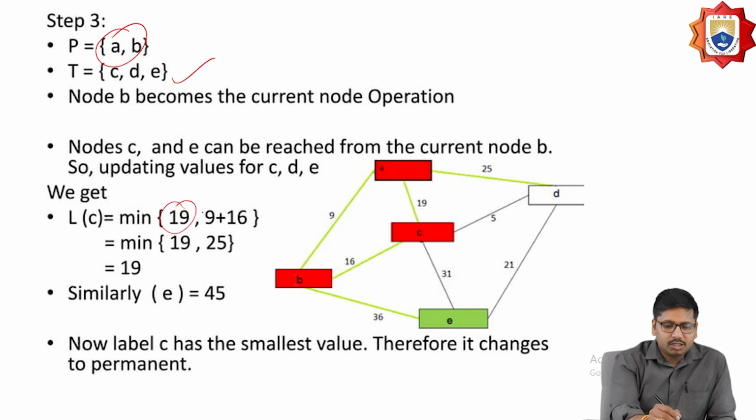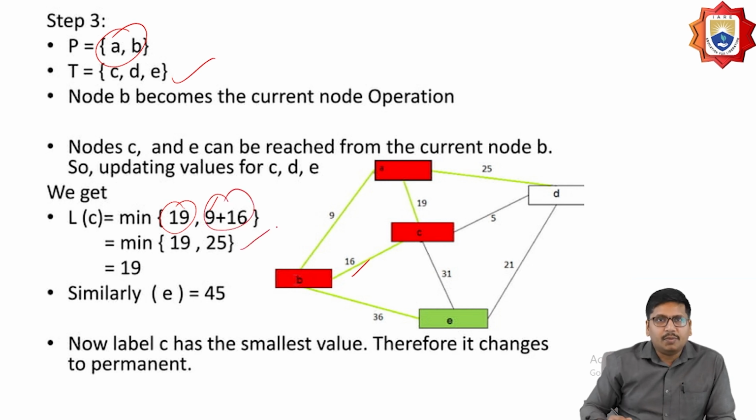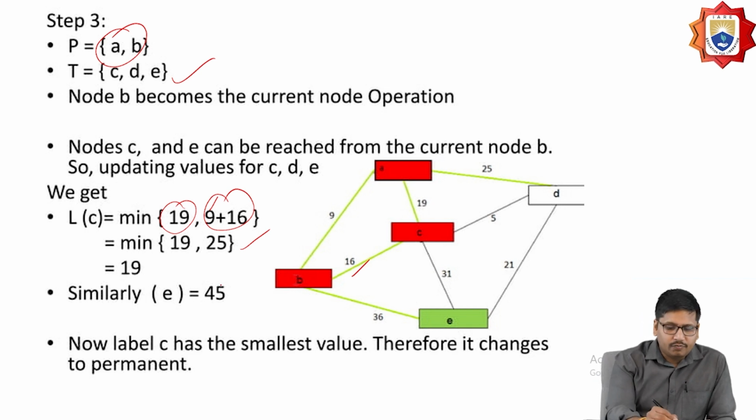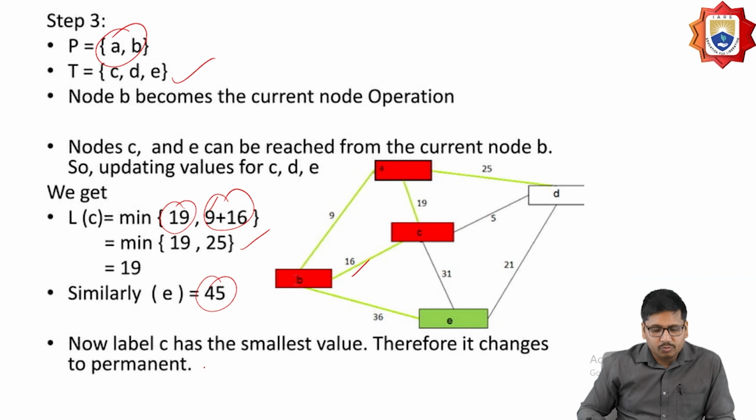So 19 plus previous is 9, and then 16. What should be the next minimum I have to consider? That should be 16. So adding up, and then I'm going to get what should be the minimum of 19 and 25. So I'm going to get 19. So similarly, if I'm going to calculate L of B also, I'm going to get 40.